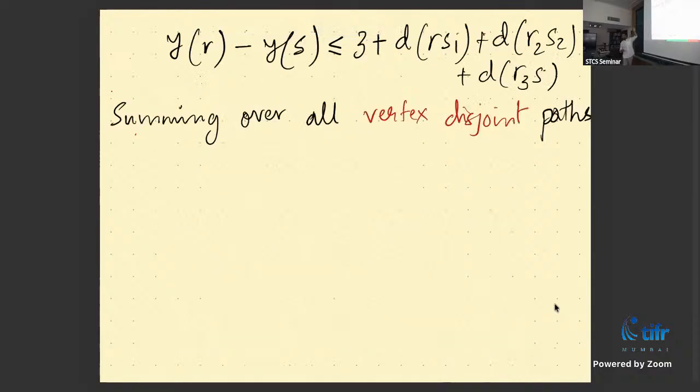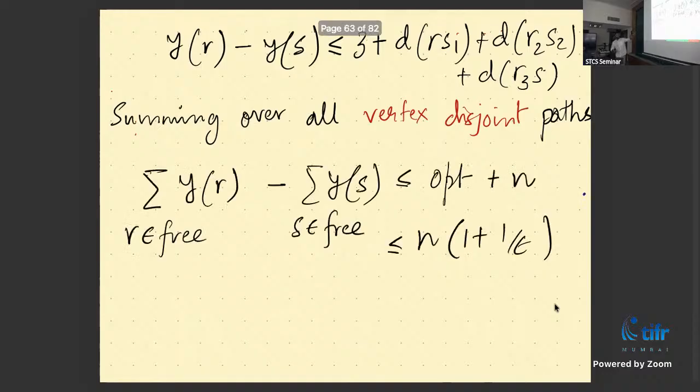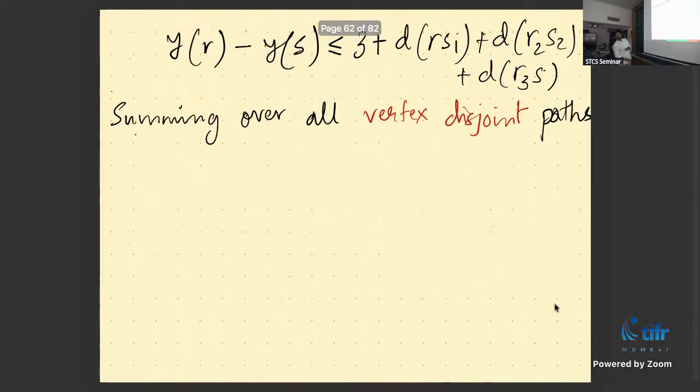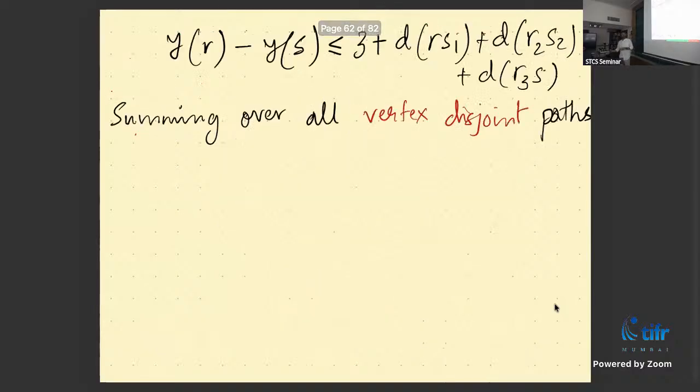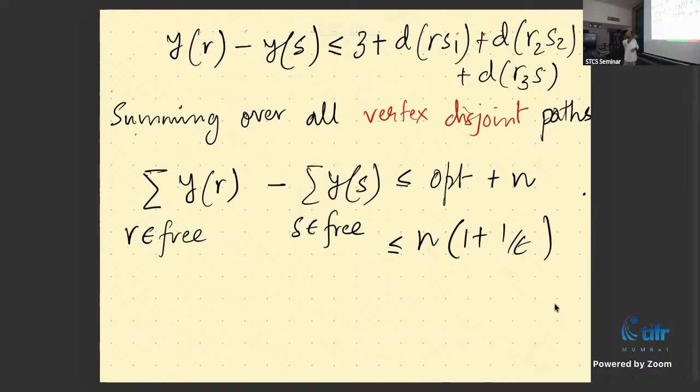Good. Now if I sum over all such paths, what do I get? I get that the sum over the duals of the free requests, Y bar plus Y of the free servers. The minus should be a plus, yeah. It's fine, because that's what the dual should be. But this term vanishes simply because if it's a free server, then the dual is 0.